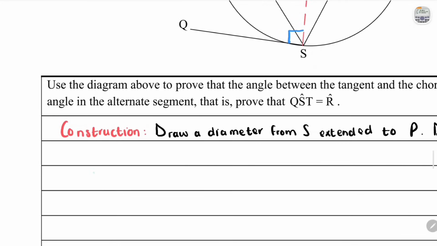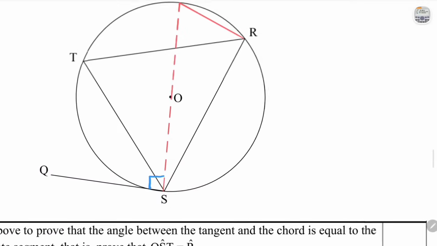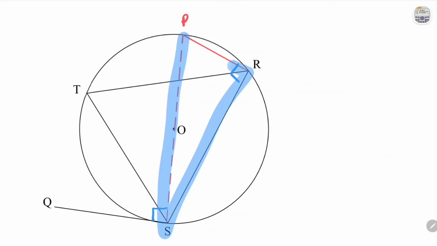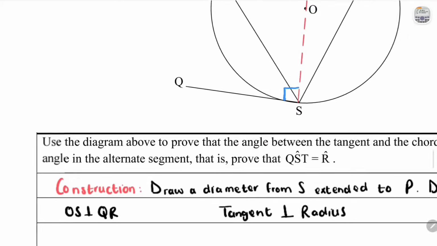So let's state that down first. We know that OS is perpendicular to QS, and this is because the tangent is perpendicular to the radius at their point of contact. But there's also another 90-degree angle that we have over here. Because we drew a diameter, the angle supported by the diameter at the circumference is equal to 90 degrees. So we can also tell them that this angle PRS is 90 degrees.